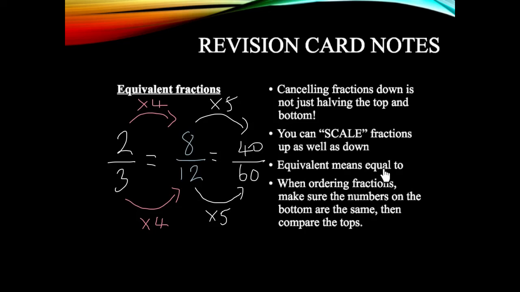Equivalent means equal to. So all of these fractions are exactly the same as each other. They've just got different numbers, but their proportion, their ratio is the same. 2 out of 3 pieces here is the same as 8 out of 12 pieces, is the same as 40 out of 60 pieces.